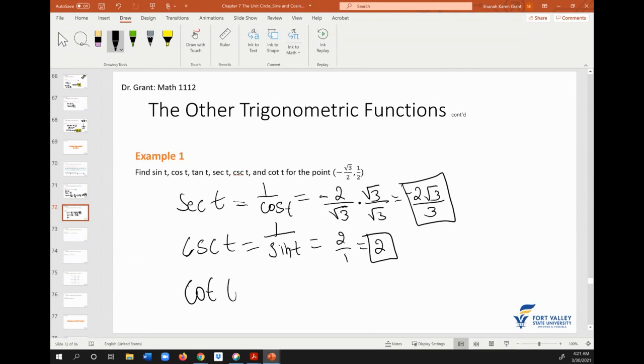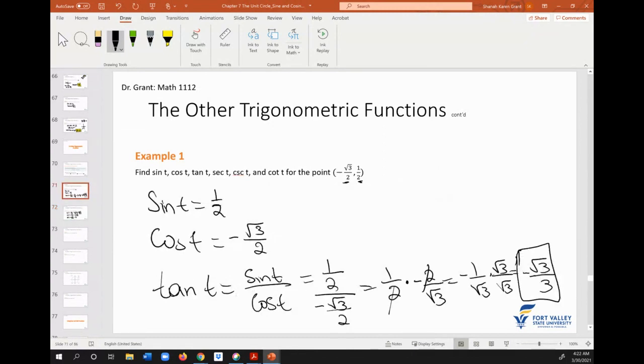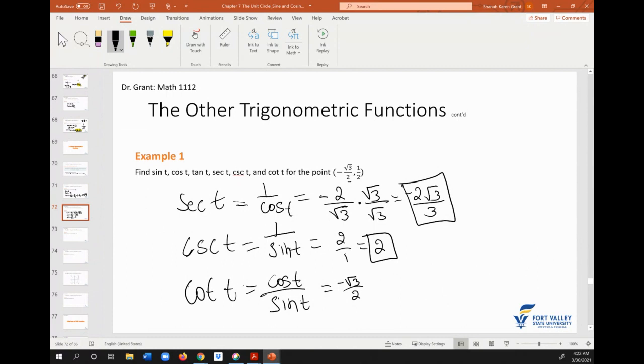And cotangent of t is equal to the reciprocal of tan, which is going to be cosine t over sine t. And so cosine is -√3 over 2, negative root 3 over 2, divided by sine, which is 1/2. Keep, change, flip. So it's going to be negative root 3. So in just knowing your coordinate, you can figure out each of your trig functions.